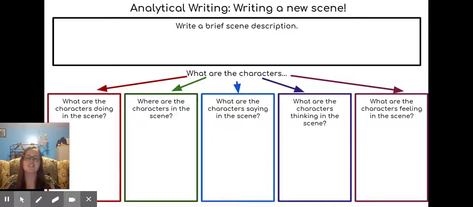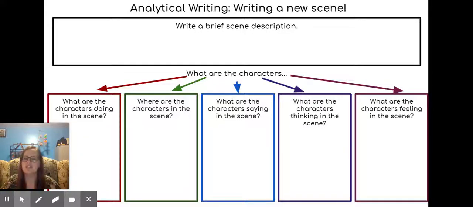What are the characters saying? So we have, what are they doing? What are the events? Where are they? What is the setting? And what are the characters saying? What is Flora going to say? Is Ulysses going to talk? Who is going to say what to have dialogue in our story?